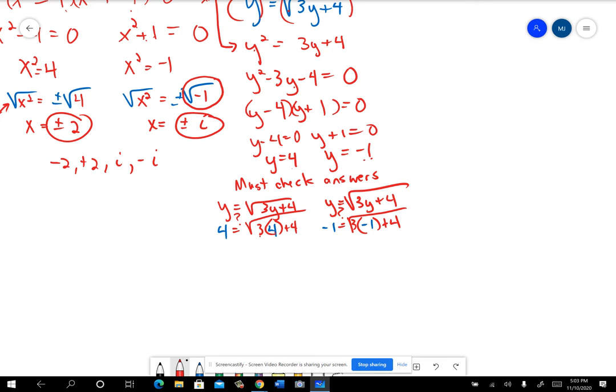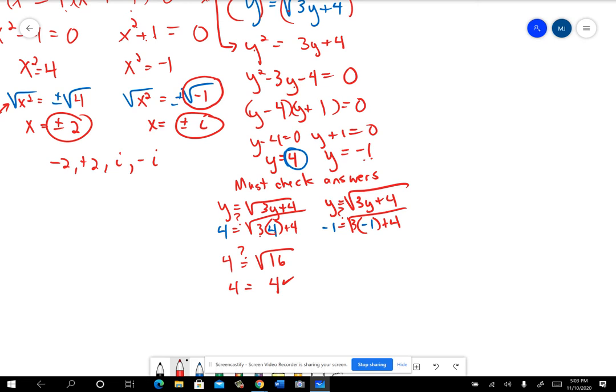So this would be 12 plus 4, which is 16. The principal square root of 16 is 4. And 4 does equal 4 for sure. So I'm going to go ahead and put a circle around this guy. It works. Now, they both could work or they both could not work, or one could work and one doesn't.